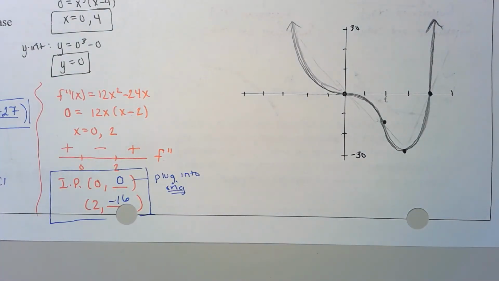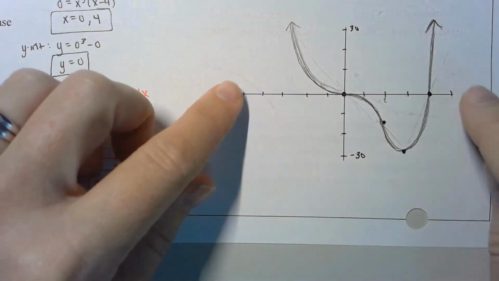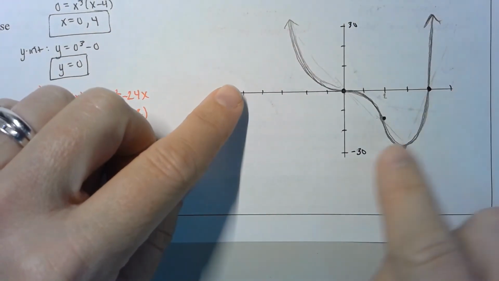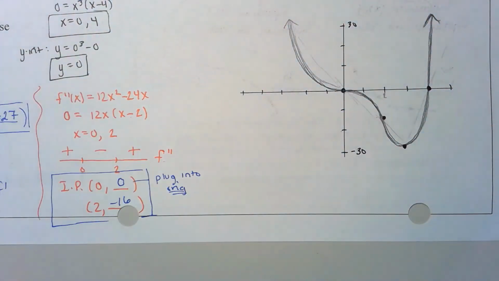Okay. And I think the last thing we could do is to check it on our calculator. If you're going to go type this in your calculator, I'd make your window match. Go from negative 5 to 5 and negative 30 to 30. And I think you'll find that it looks pretty darn good.